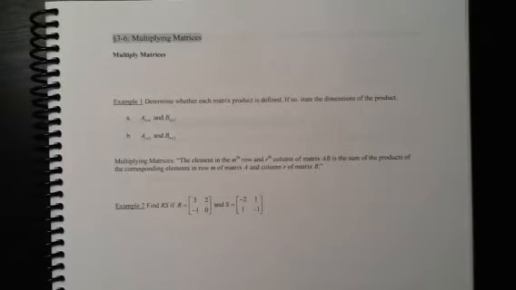So with addition and subtraction, remember the only way that you could add or subtract them together was if their dimensions were exactly the same. With multiplying matrices, there is a different requirement that you have to meet.